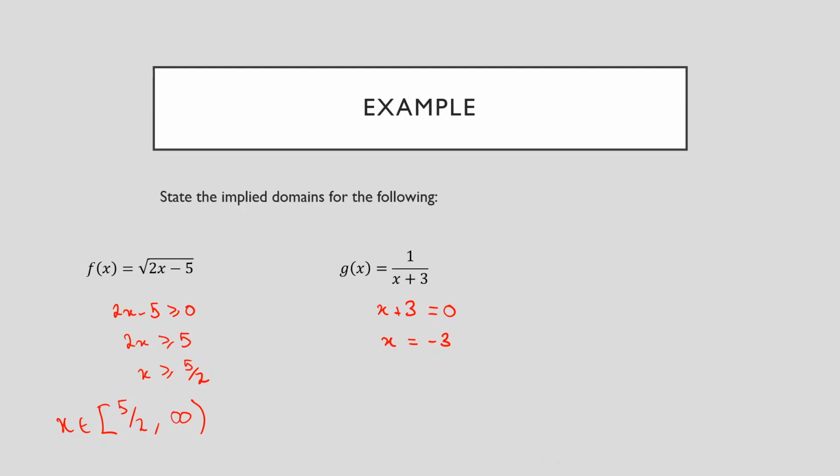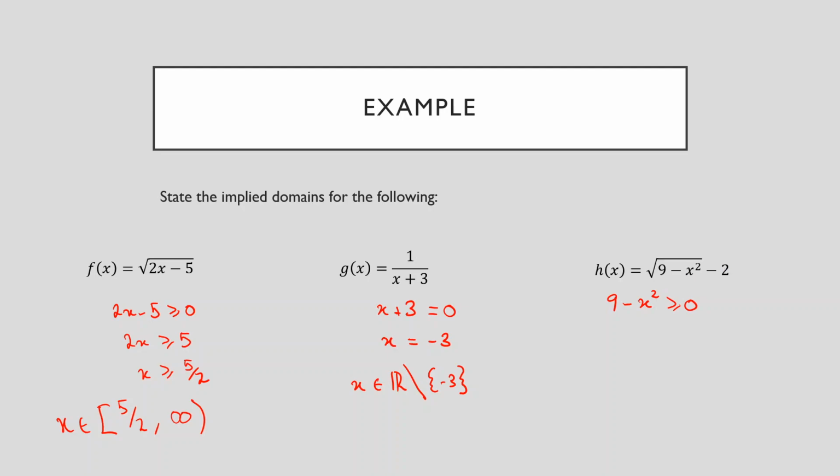So our domain is all real numbers except for negative 3. That's how you would write the implied domain for that function. Finally, we have another square root looking thing. And again, you just ask yourself, what values of x will make it so that this square root is able to be evaluated? So we have the condition that 9 minus x squared must be greater than or equal to 0. Otherwise, if it's not, you get a negative inside.